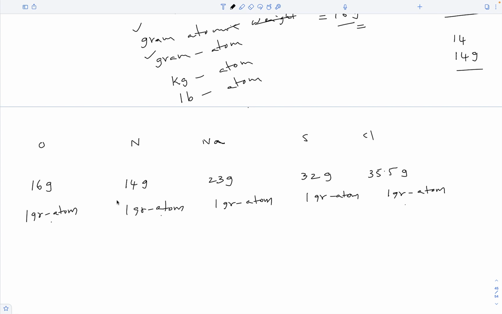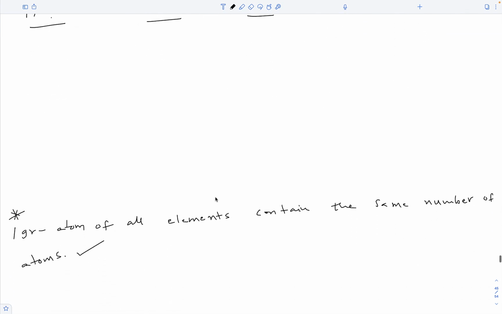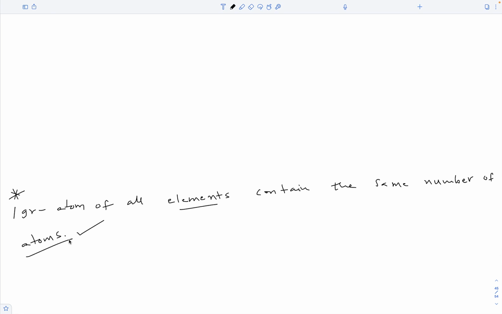Gram atom is nothing but atomic weight in grams. So 1 gram atom of oxygen is 16 grams of oxygen. 1 gram atom of nitrogen is 14 grams of nitrogen. 1 gram atom of sodium is 23 grams of sodium, and so on. Obviously, these quantities or amounts are in the ratio of their atomic weights. So they will all contain the same number of atoms. Therefore, we can say 1 gram atom of different elements contain the same number of atoms.